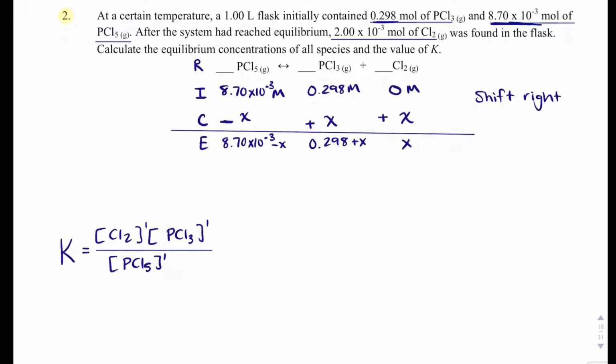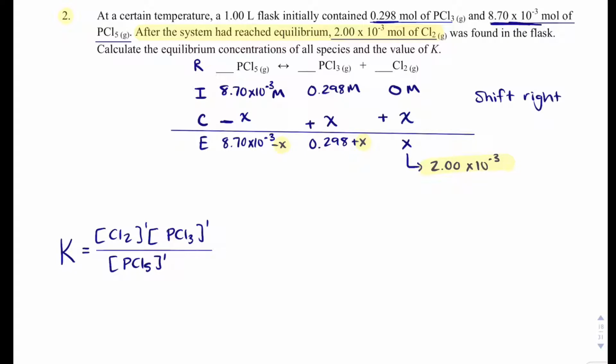And to solve for K, I just need to plug in that value, and that value. And those will be these values. However, I have an unknown X there. But if you remember from the beginning, they have told us that at equilibrium, we know how much Cl2 there is. So this X is really 2.00 times 10 to the minus third. And I'm going to plug in this to that X and to that X.